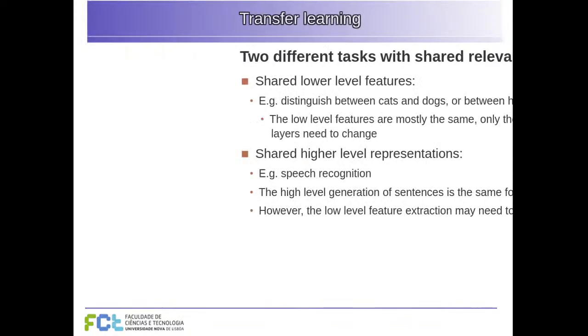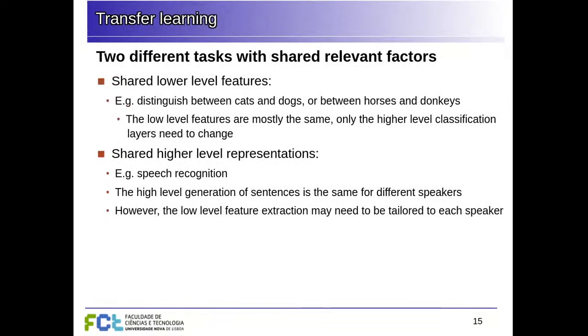Another thing that is important here, the idea of transfer learning, is to use whatever we learned for a particular problem to give us a head start in a different problem. For example, suppose that we have a network trained to distinguish between cats and dogs. If we now have a problem of distinguishing between horses and donkeys, the low-level features are probably the same. Edge detection, shapes, colors, things like that.